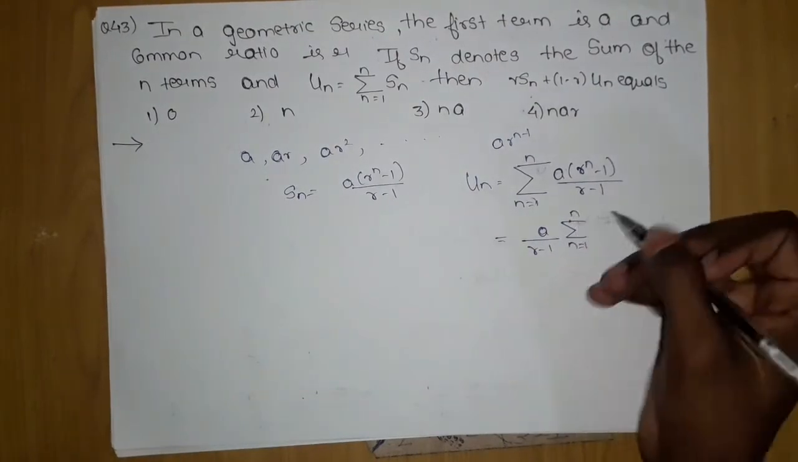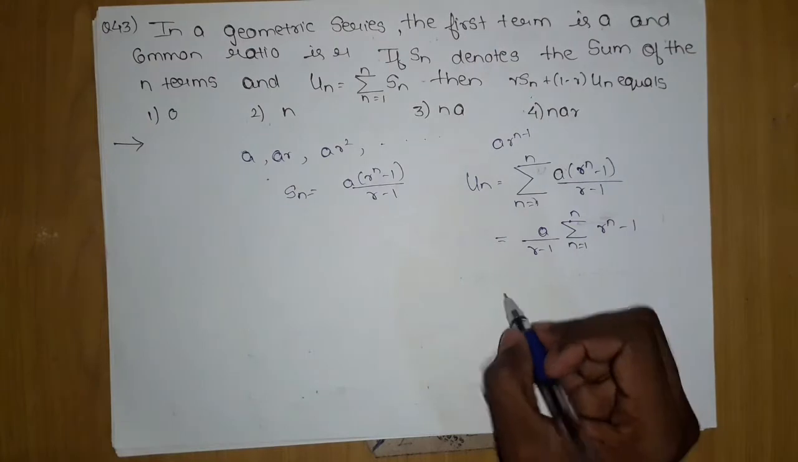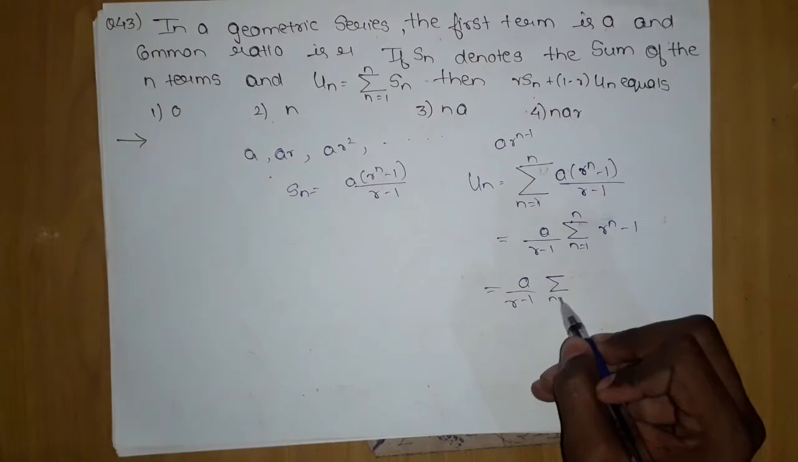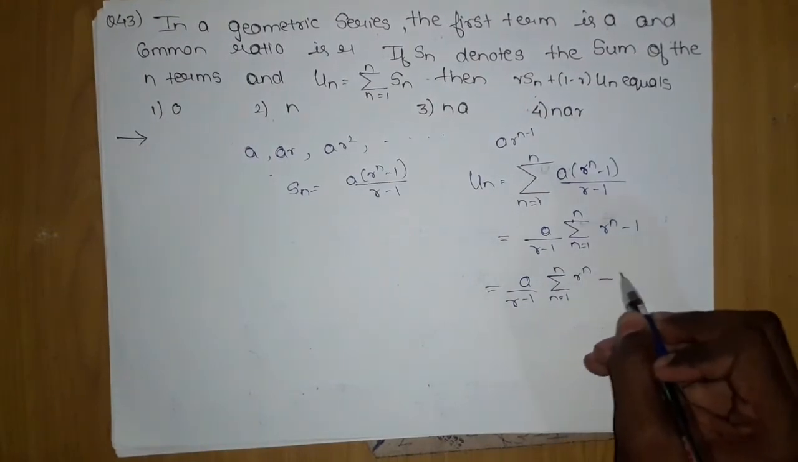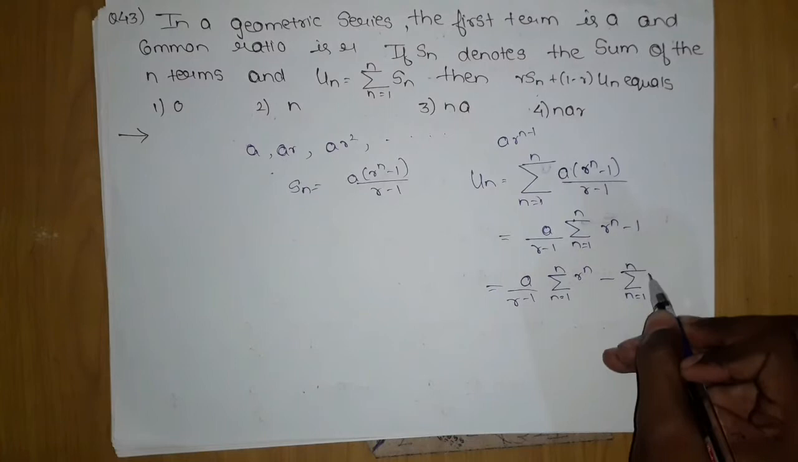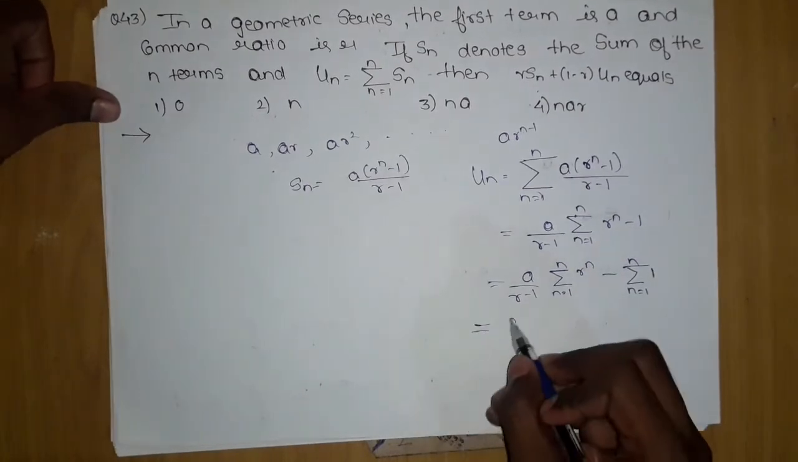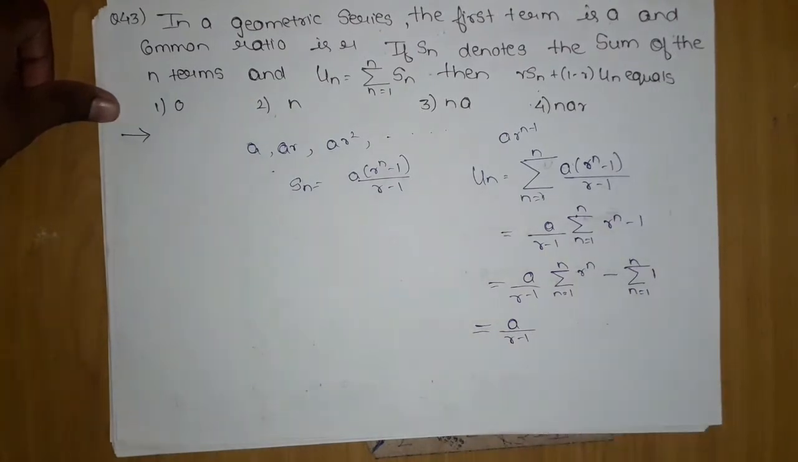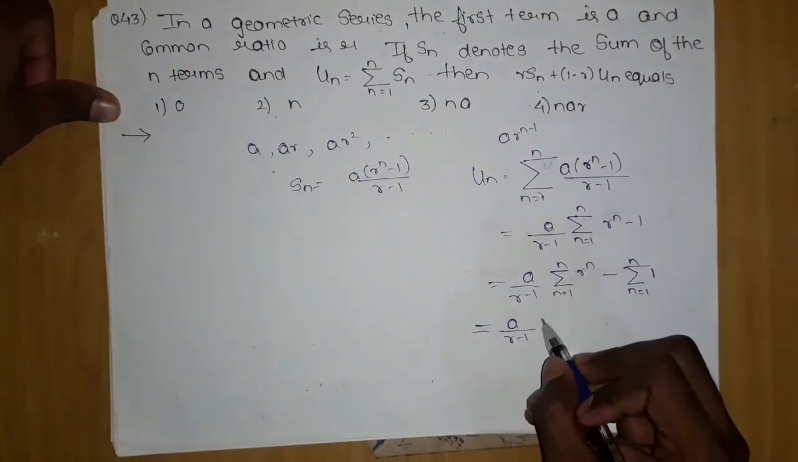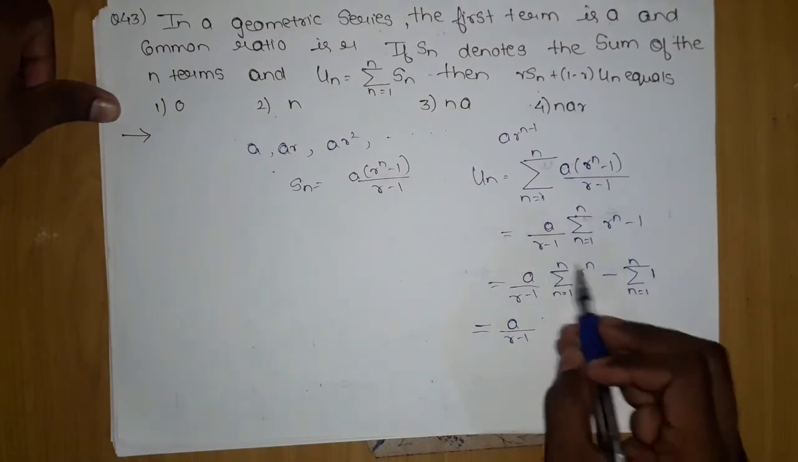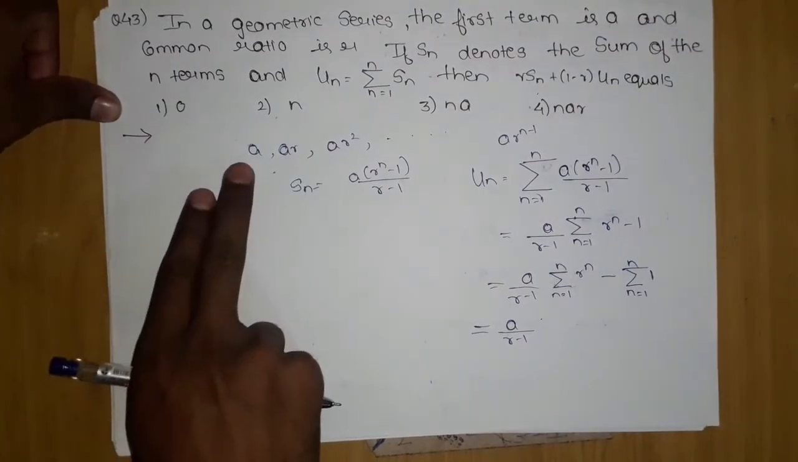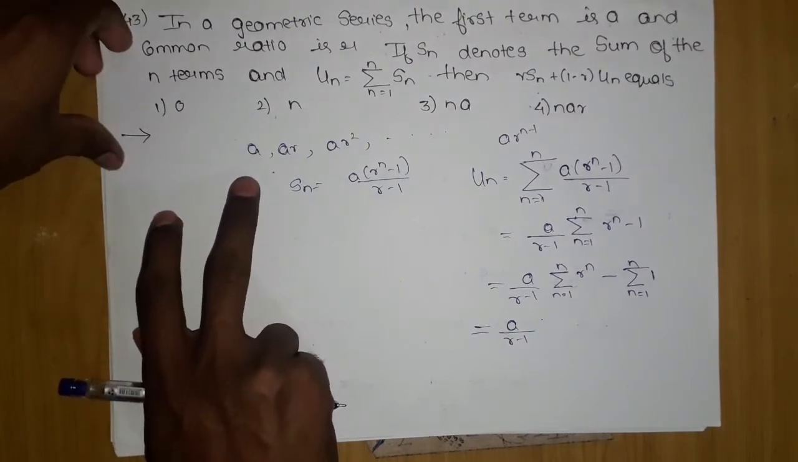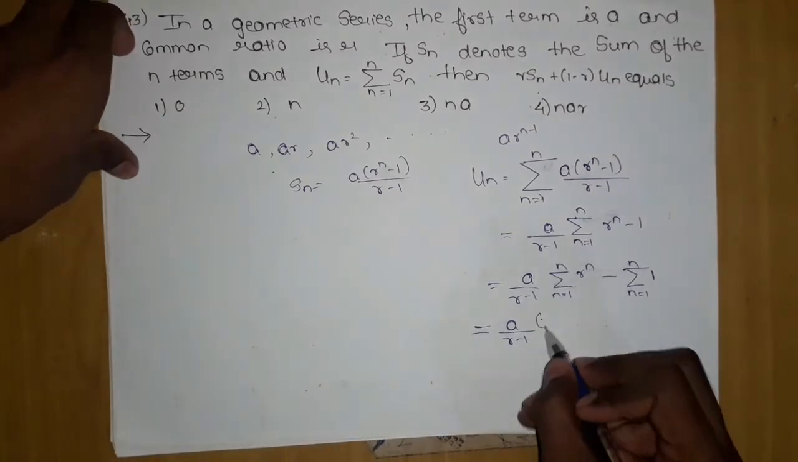Sum over n = 1 to n of r^(n-1), then a/(r-1), sum over n = 1 to n of r^n minus sum over n = 1 to n of 1, which will give me my final answer a upon r minus 1 times (1 plus 2 plus till n), which will be nothing but this thing. If you observe this, this is like giving a series, just the difference is it would not have a. A is outside. Let me open the series.